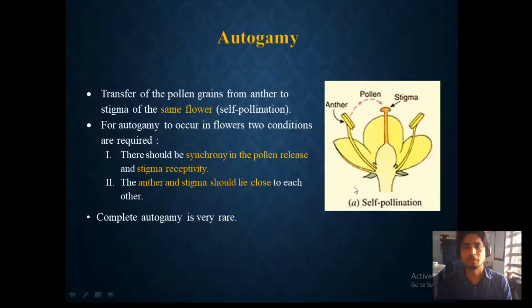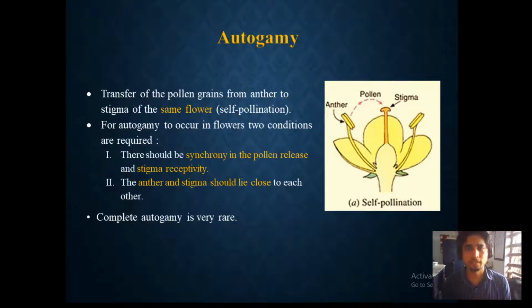So starting with autogamy. Autogamy, we know, is the transfer of pollen grains from the anther to stigma of the same flower. When the pollination is completed within the same flower, we are calling it autogamy. For autogamy to occur in flowers, two conditions are required. There are 2 minimum conditions required to have successful autogamy. There should be a synchrony in the pollen release and stigma receptivity. When we say synchrony, what do we mean by synchrony? Synchrony means it is in unison. The pollen release and stigma receptivity should occur at the same time.